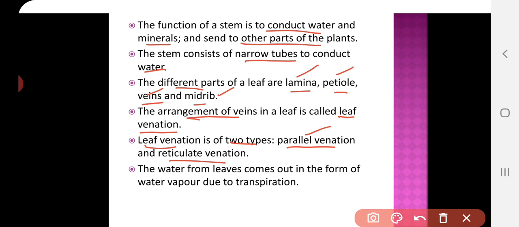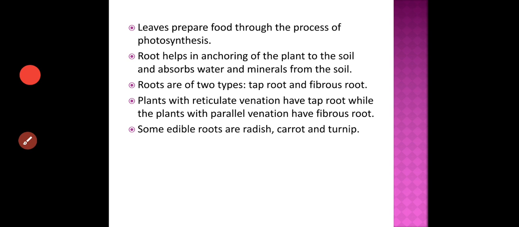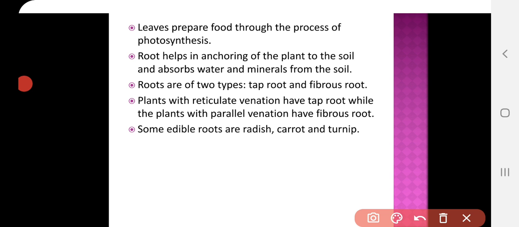Next, the water from the leaves comes out in the form of water vapor due to transpiration. Transpiration is the process in which water comes out from the leaf in the form of vapor. Excess water from the plant is removed by the leaf. The leaf prepares food through the process called photosynthesis. So the leaf is the food factory of a plant.